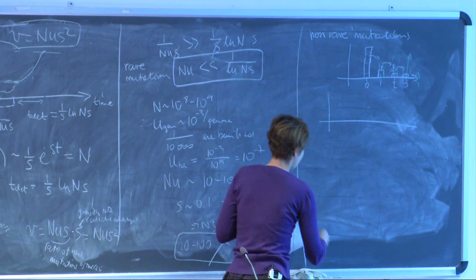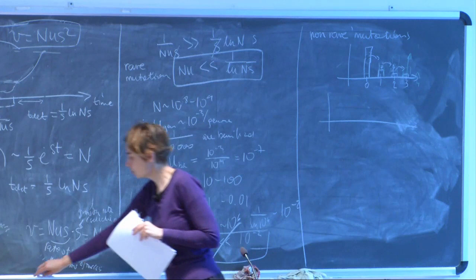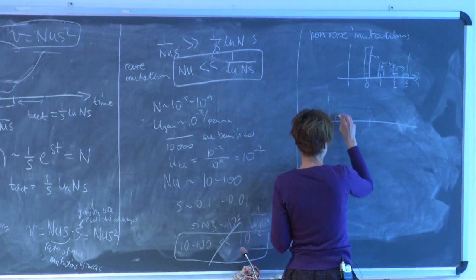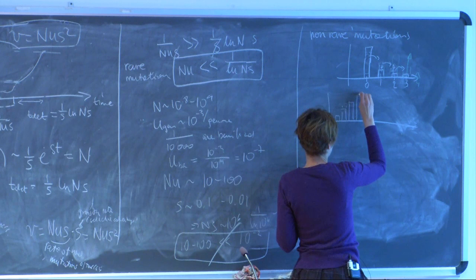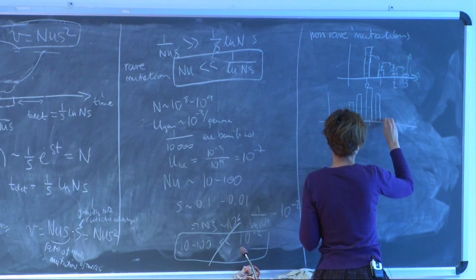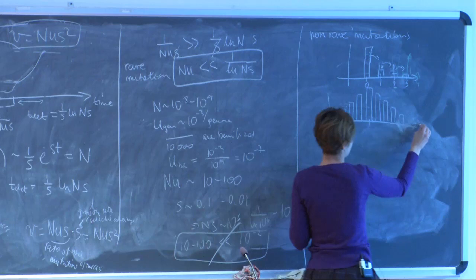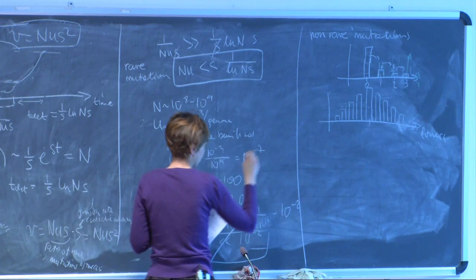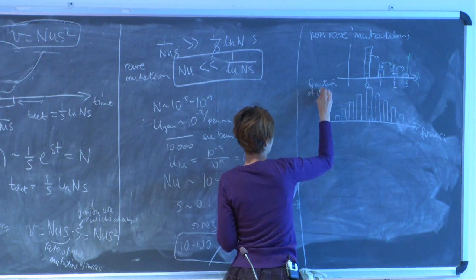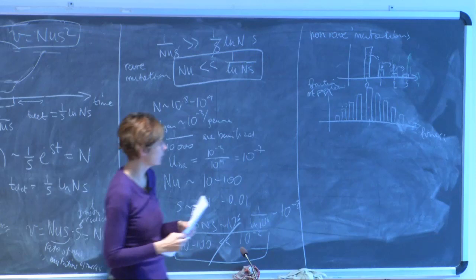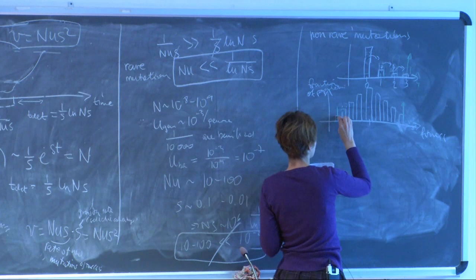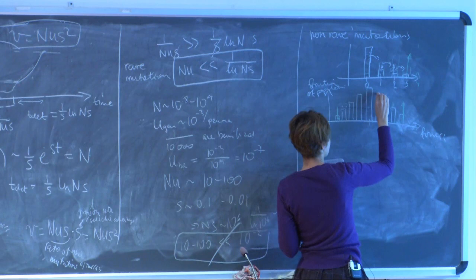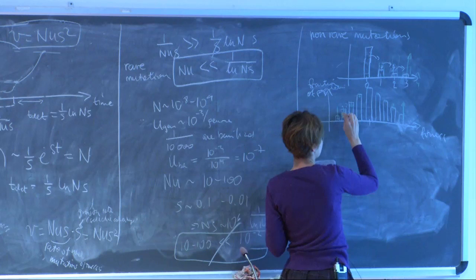So essentially, whoops, I lost my chalk. You will get something that looks like this. Okay? Because the ones at the top grow the most quickly, the ones here shrink the most quickly, and all of these grow slightly less than the average. The arrow should be symmetric, but you get the idea.